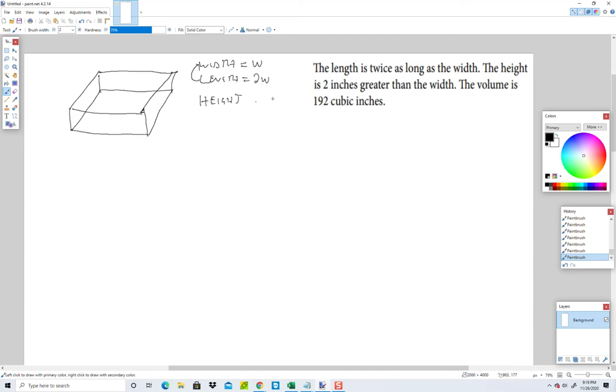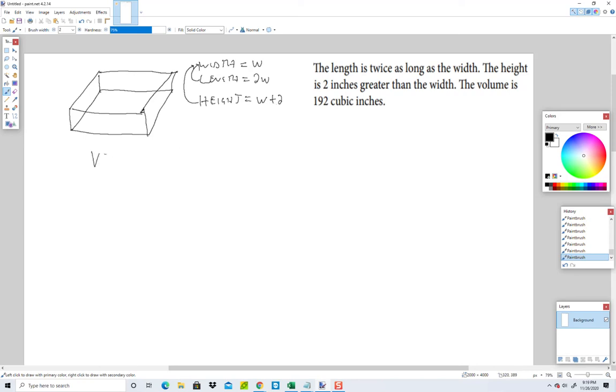And it says the height is 2 inches greater than the width. So the height is being put in reference to the width. Let's see, height is 2 inches greater than the width. I'm not very good at these myself, I have to think them through. So if the width is 10, this would be 10 plus 2 is 12, so it'd be 2 inches greater than the width. Okay, that makes sense.